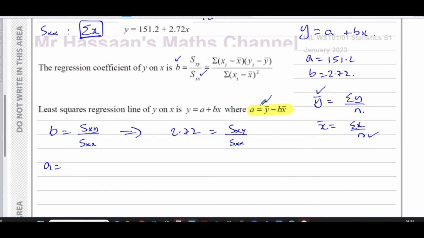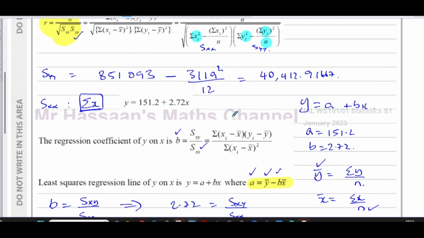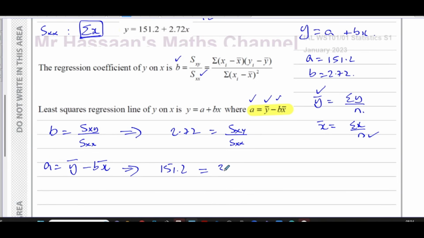So if I know what this is, I know what a is, I know what b is, I can work out the mean of x. And if I know the mean of x, I can work out what the sum of x is. So using this formula, a equals the mean of y minus b times the mean of x, I can replace the a with 151.2. And that's equal to the mean of y, which is the sum of y, which is 3,119, divided by 12. That's the sum of y divided by 12. That's the mean of y minus b times, now b is 2.72, times the mean of x. Okay, so I can work out what the mean of x is.